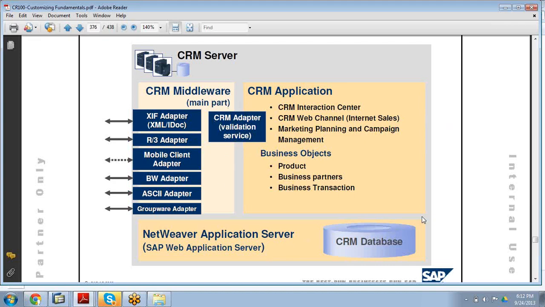You can see down here NetWeaver, and on top the CRM applications. The applications would be marketing, your web channel, your interaction center, your sales, and so on, and objects, as we already discussed in the architecture when the initial session happened. You can see this NetWeaver application server, and here it is middleware. So just try to take this picture quickly.